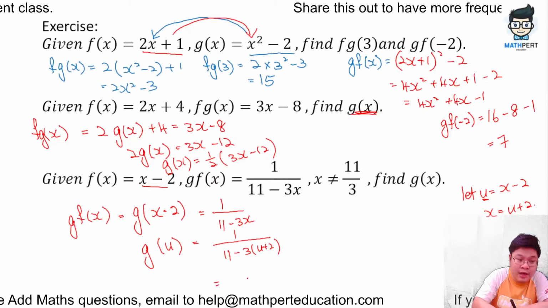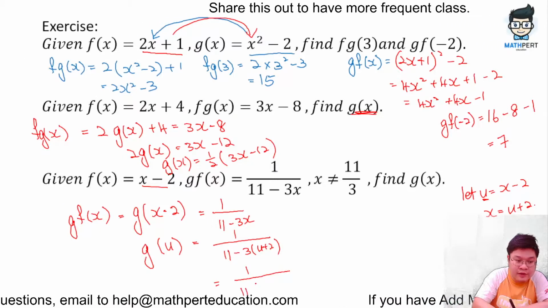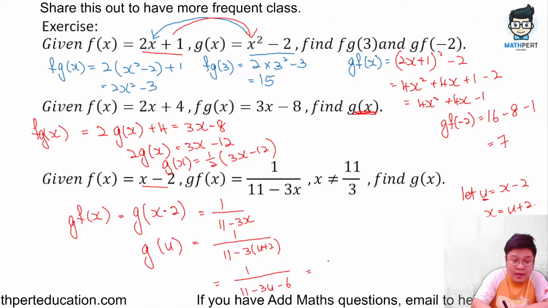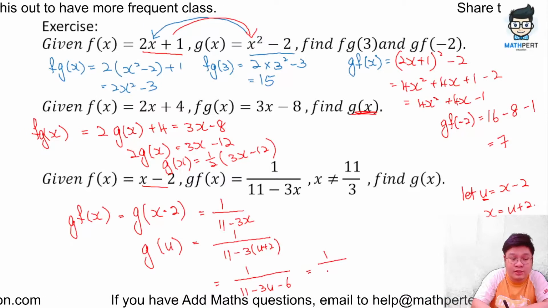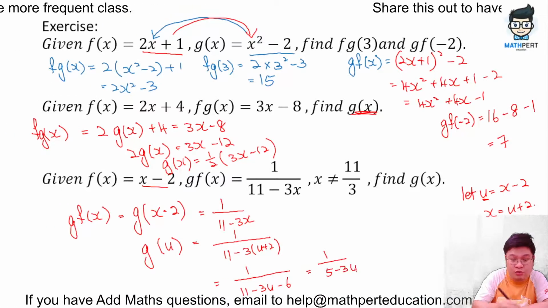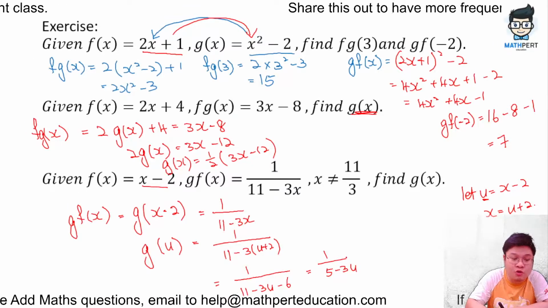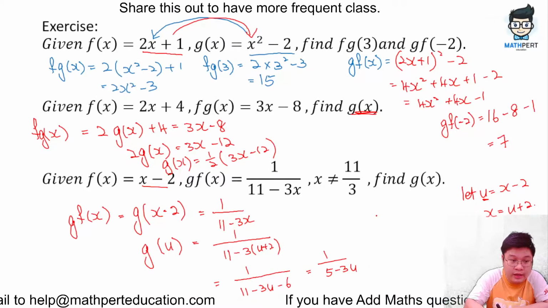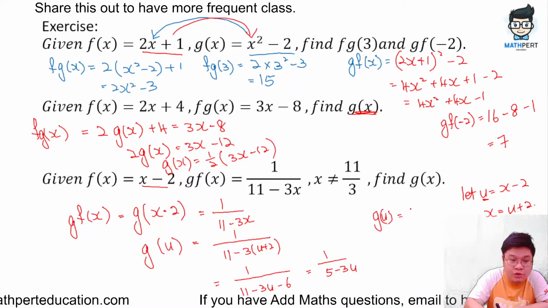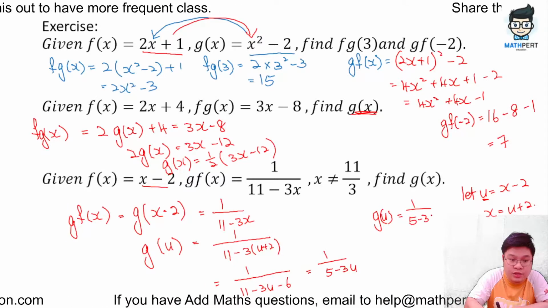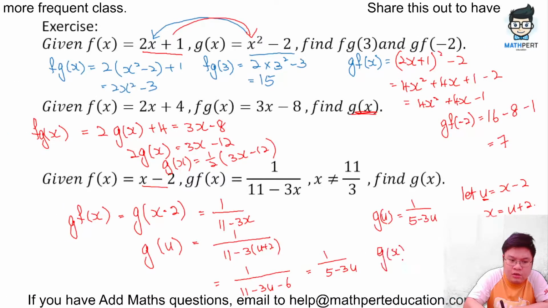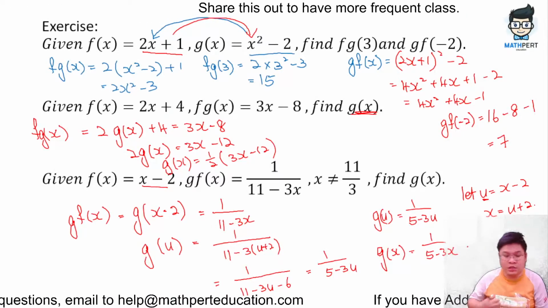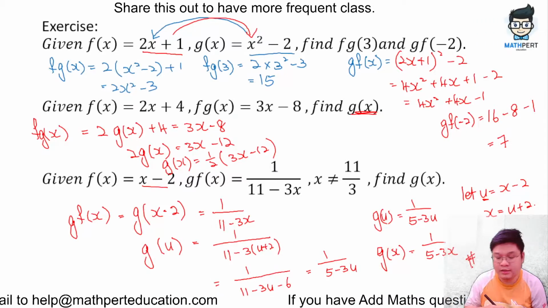When we expand it, I will get 1 over 11 minus 3u minus 6. In the end, you will get 1 over 11 minus 6, you get 5 minus 3u. Okay, g(u) equals to 1 over 5 minus 3u, then g(x) will be equal to 1 over 5 minus 3x, isn't it? So this is your answer.